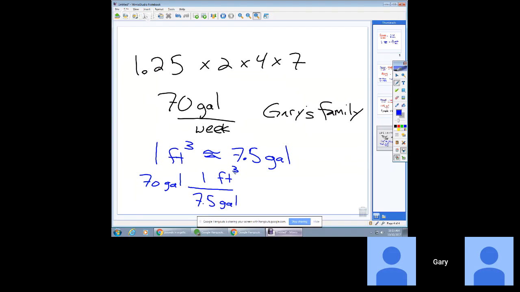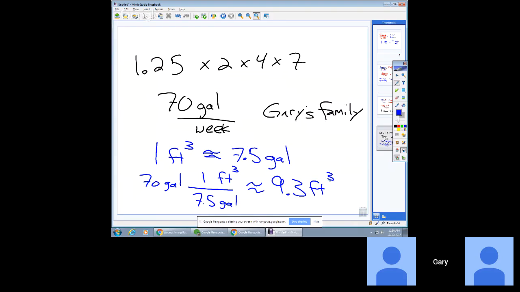So 70 divided by 7.5 is going to be like 9-ish, I think. Anybody with a calculator? It's 9.3, it repeats. Okay, let's just call it about 9.3. So that's approximately 9.3 feet cubed.